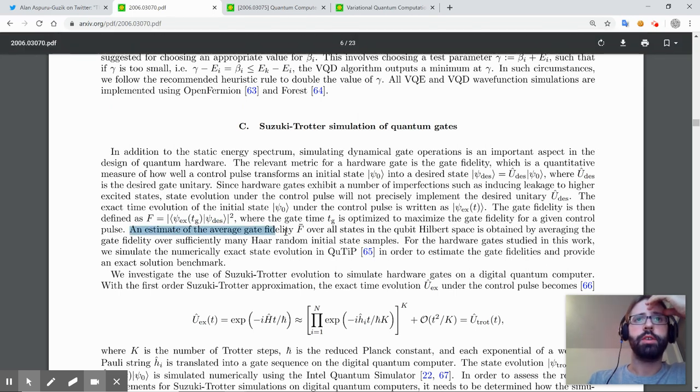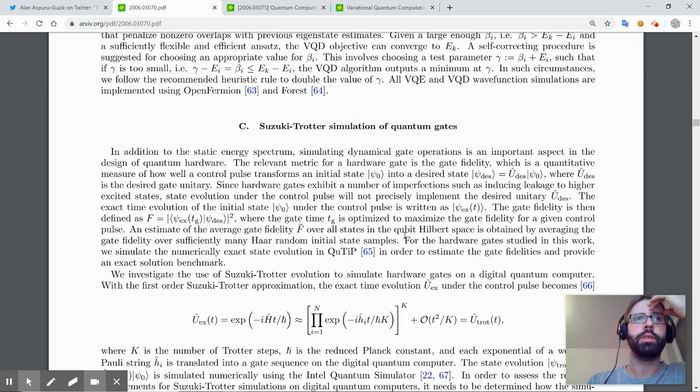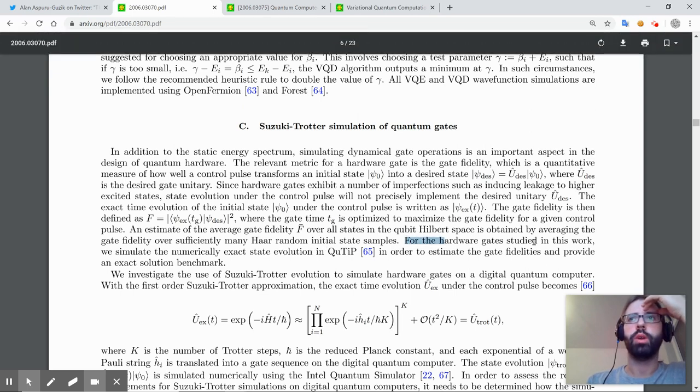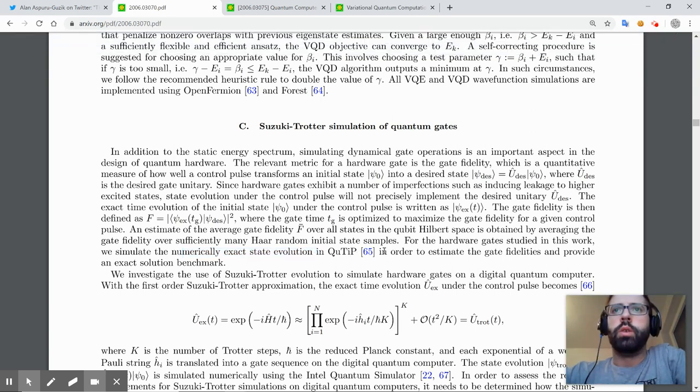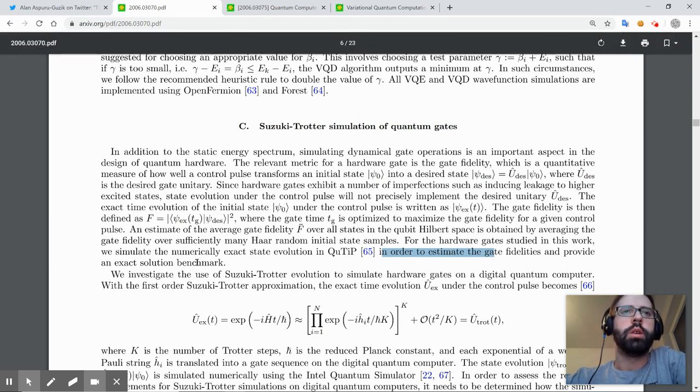An estimate of the average gate fidelity F over all the states in the qubit Hilbert space is obtained by averaging the gate fidelity over sufficiently many hard random initial state samples. For the hardware gates applied in this work, we simulate the numerically exact state evolution in Qtip. Maybe it's time to learn Qtip. In order to estimate the gate fidelities and provide an exact solution benchmark.